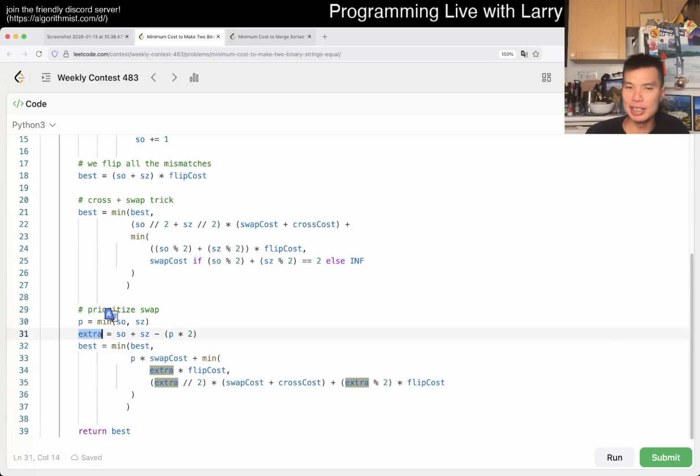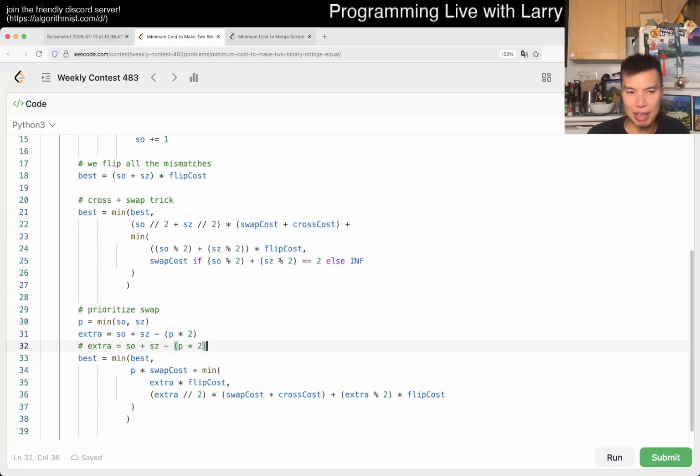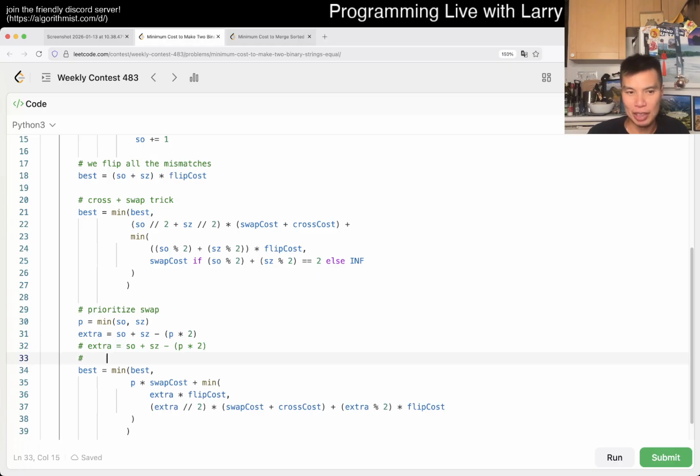And then extra is just, keeping in mind that this is a maybe awkward way of writing it, but you can really think about this as being equal to S1 minus P plus S0 minus P, right? And P, of course, is the min of these. That means that one of them will go to 0, and then the other is just whatever is left over. So that's what extra means, and that's what this formula does.